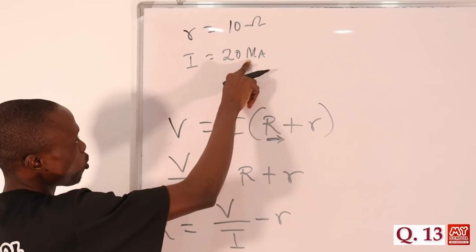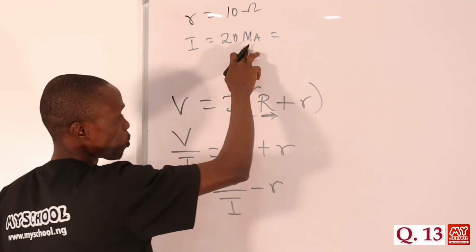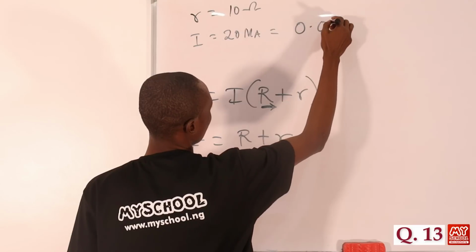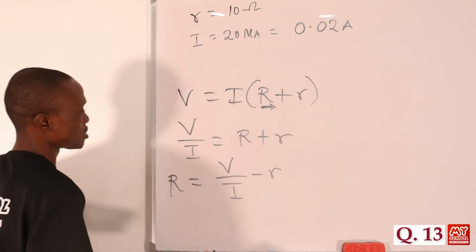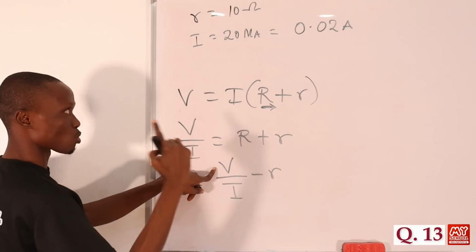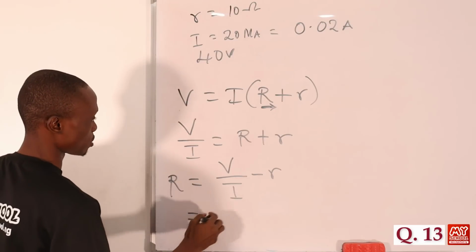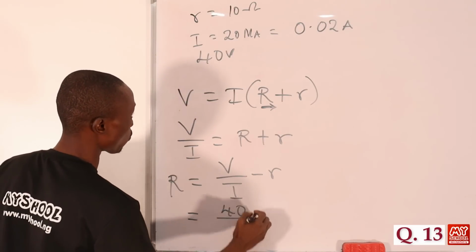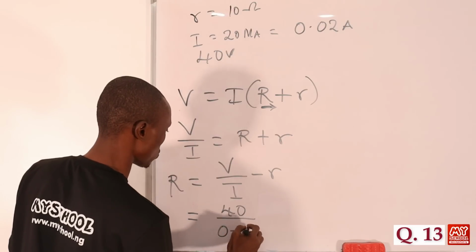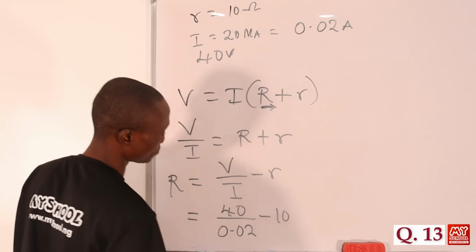Okay, so we have to convert this 20 milliampere to ampere by simply dividing it by 1000, right? So if we divide it by 1000, we're having 0.02 ampere. So the next is just for us to substitute our value. Now remember that the voltage that we are to measure is 40 volts. So here R will be equals to 40, so we put our 40 here all over the current of the galvanometer, which is 0.02, then minus the internal resistance, which is 10.